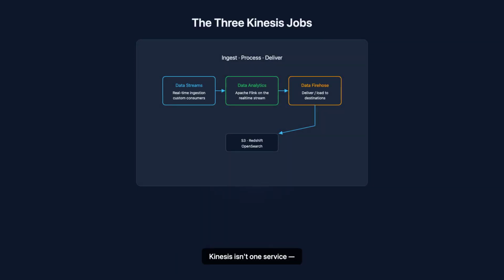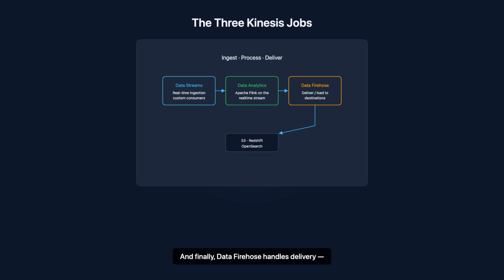Kinesis isn't one service, it's three, and each does a different job in the stream. First, Data Streams handles real-time ingestion, where you write your own custom consumer applications to process events as they land. Next, Data Analytics, now called Managed Service for Apache Flink, sits on top and runs Apache Flink directly on the real-time stream, computing results in real time. It supports Java, Python, Scala, and Flink SQL.